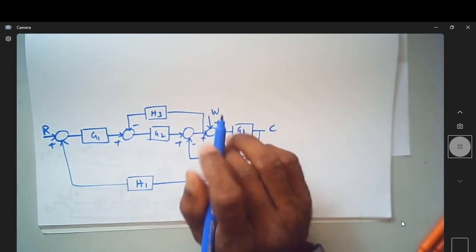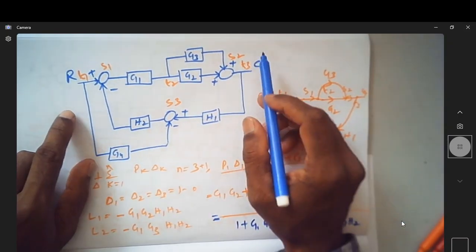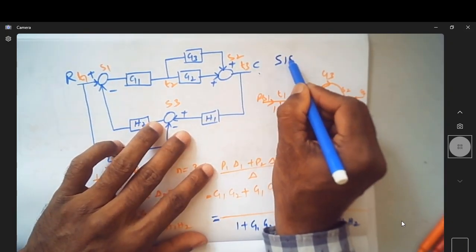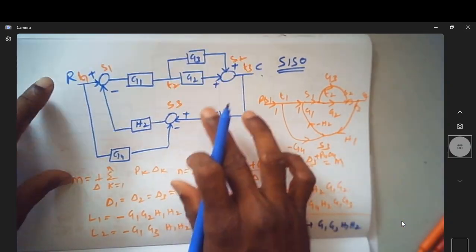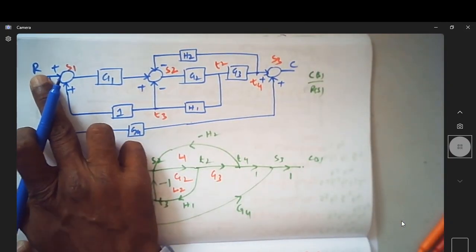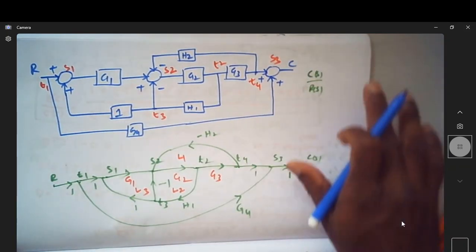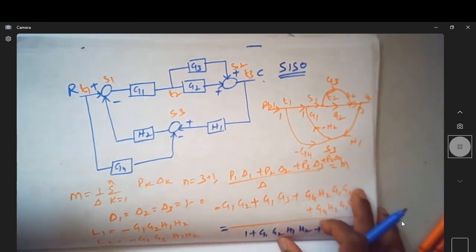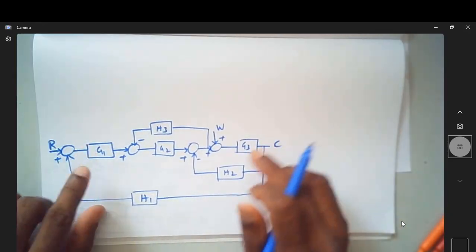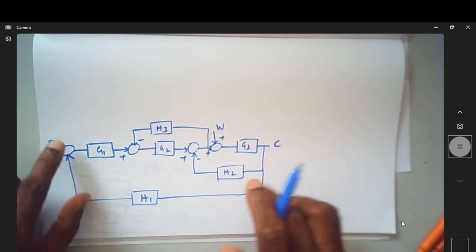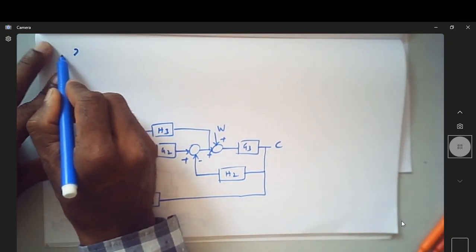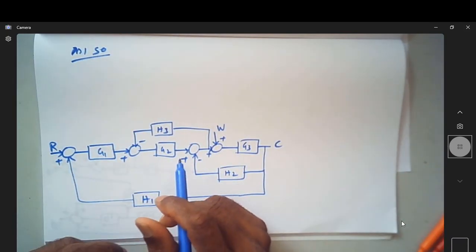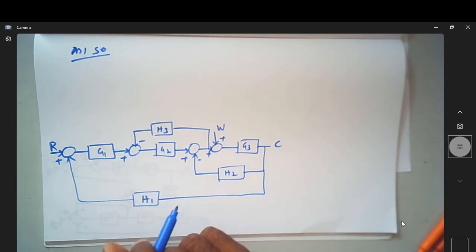Let us try to find. So far we have looked at systems where there was only one input, one output. So all these were single input, single output systems, SISO. This is also SISO, and this one is also single input, single output. So let us look at this, where we have two inputs but a single output. So it is MISO, multi-input, single output.